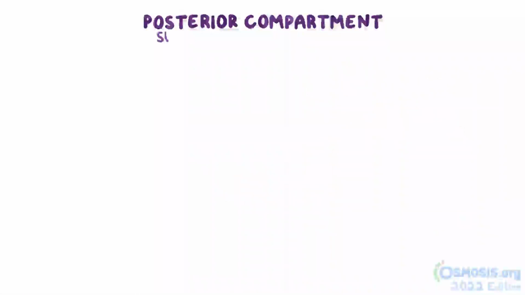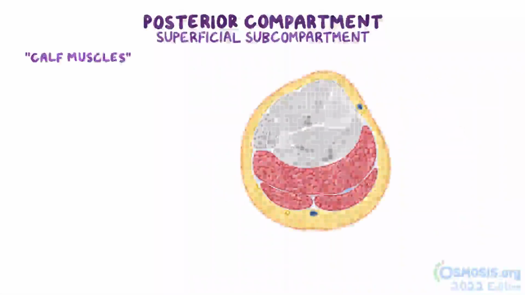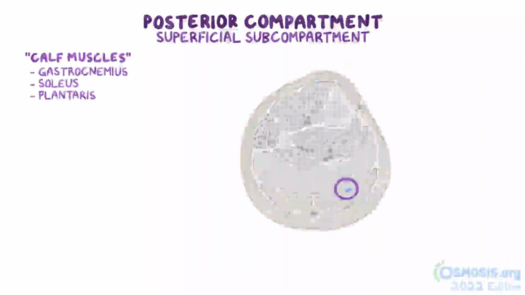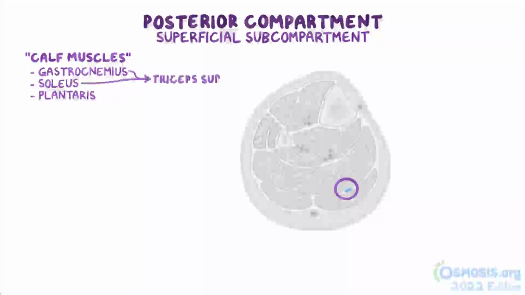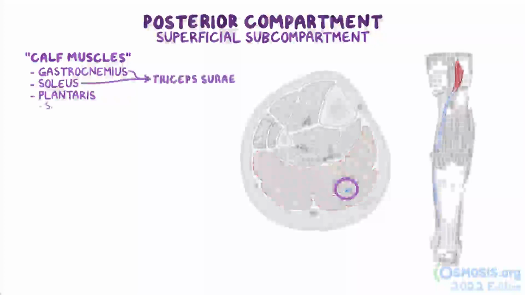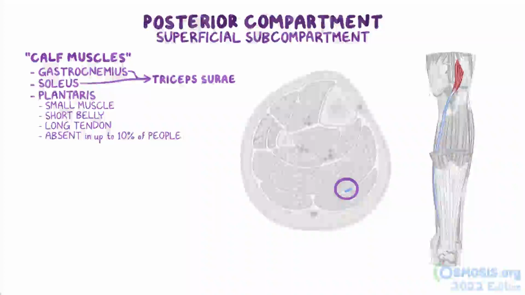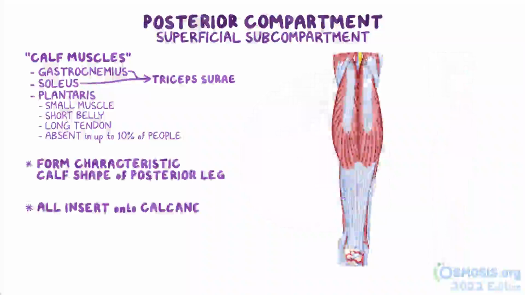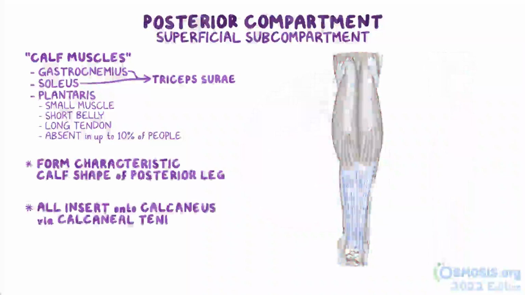So the muscles of the superficial posterior compartment are collectively called the calf muscles, namely the gastrocnemius, soleus, and plantaris. Collectively, the gastrocnemius and soleus make up the three-headed triceps surae, while the plantaris is a small muscle with a short belly and a long tendon that may be absent in up to 10% of people. The superficial muscles form the characteristic calf shape of the posterior leg, and they all insert into the calcaneus of the foot via the calcaneal tendon.